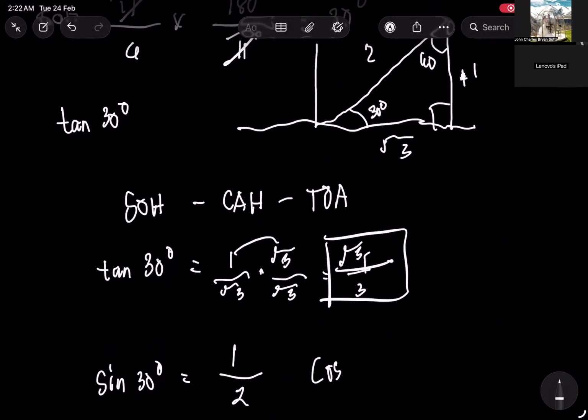And cosine 30 degrees is adjacent, that's square root of 3, over hypotenuse. The hypotenuse is 2. So square root of 3 over 2. Do you have any questions?